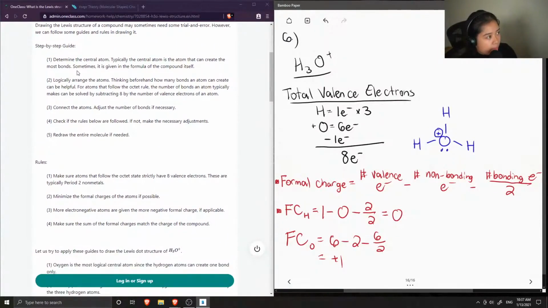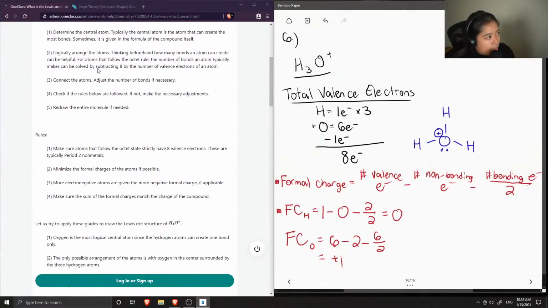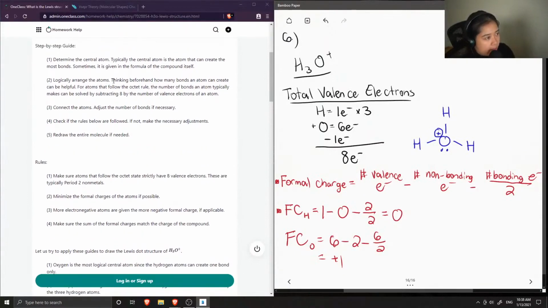Step by step, determine the central atom. Typically, the central atom can create the most bonds. Sometimes it is given in the formula of the compound itself. Step 2 is to logically arrange the atoms. Thinking beforehand how many bonds an atom can create can be helpful. And for atoms that follow the octet rule, the number of bonds an atom typically makes can be solved by subtracting 8 by the number of valence electrons of an atom. Yeah, that's another way of doing it as well.